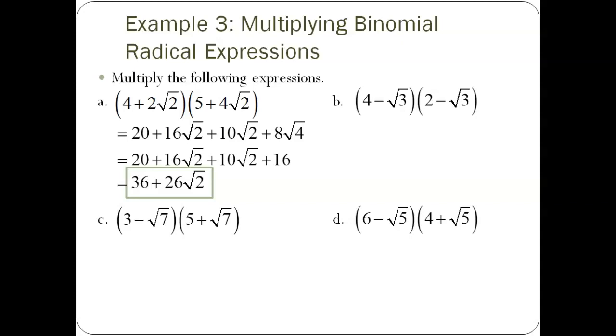All right, let's look at the next one. We have 4 minus root 3 times 2 minus root 3. So we'll do 4 times 2, which is 8. Then 4 times negative root 3, so minus 4 root 3. Negative root 3 times 2, so that's minus 2 root 3. And then negative root 3 times negative root 3, and that's equal to positive square root of 9.